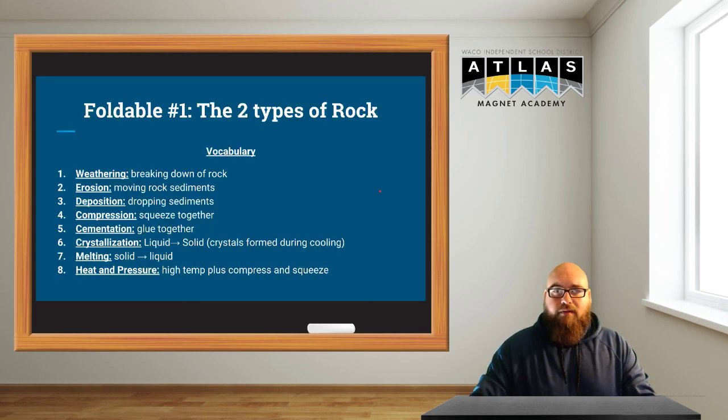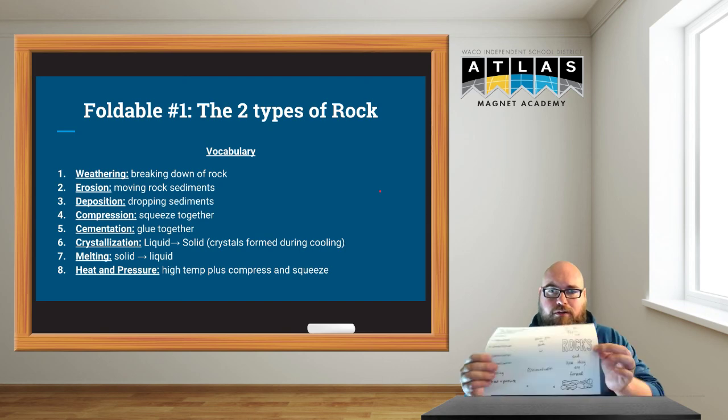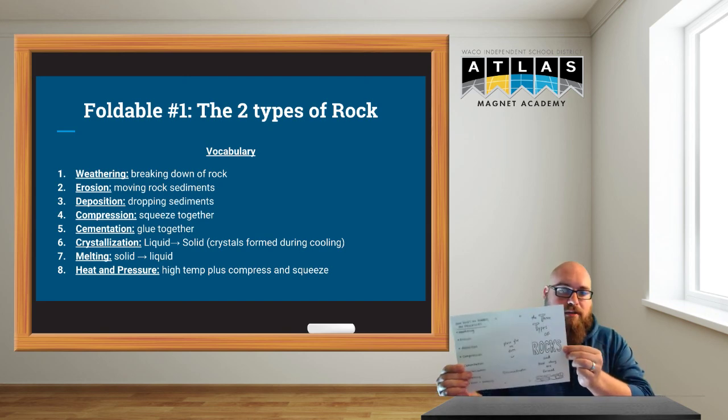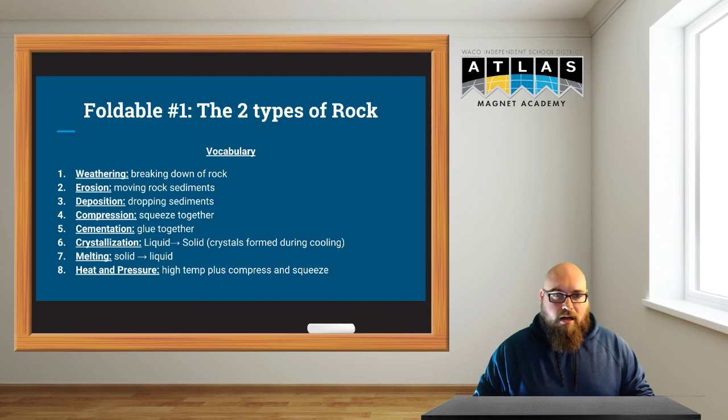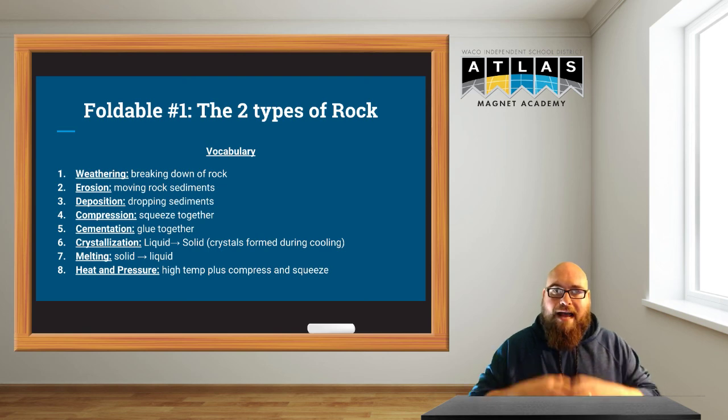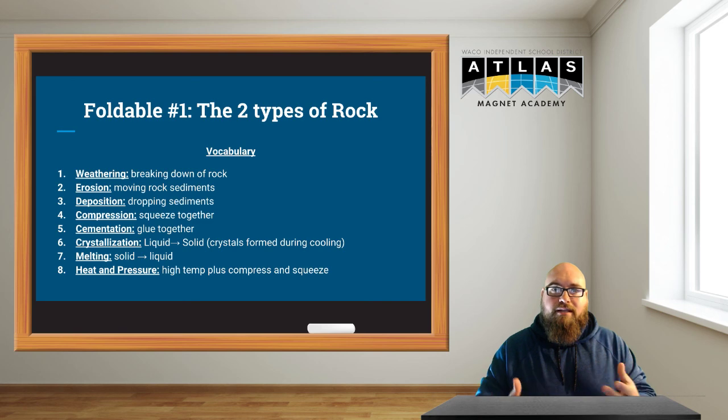So the rock cycle, we have a couple of things. We're going to be looking at the first foldable, which looks kind of like this, but all folded up. It says the 3 types of rocks. Let's talk about some of the vocabulary we need to know. These words are important because these are the actual things that are happening to rocks as they change from one type to the other and what needs to happen.